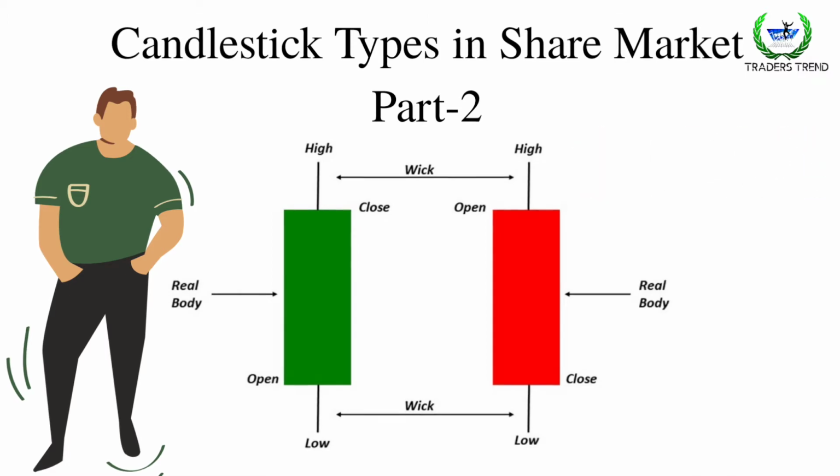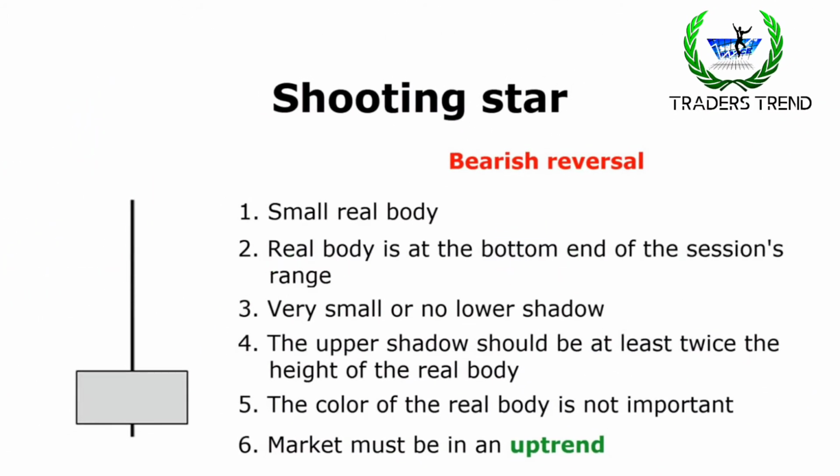Let's discuss the most powerful bearish reversal candle, the shooting star. It has a small real body, and the real body is at the bottom end of the session's range, with very small or no lower shadow. The upper shadow should be at least twice the height of the real body. The color of the real body is not important. The market must be in an uptrend. These are the criteria for the shooting star.